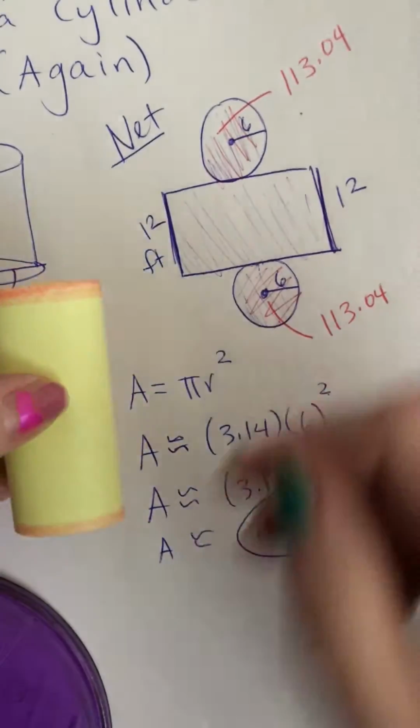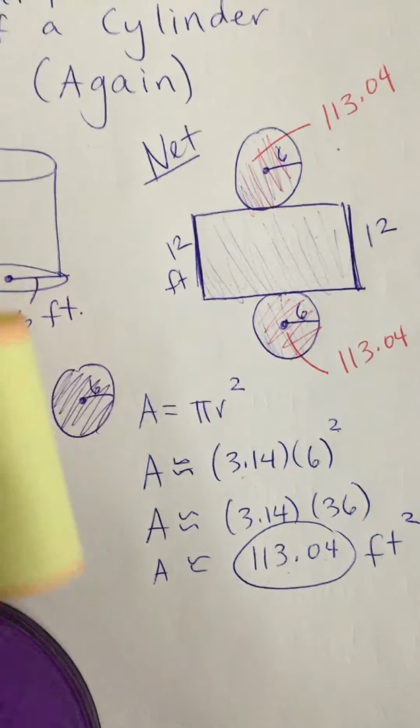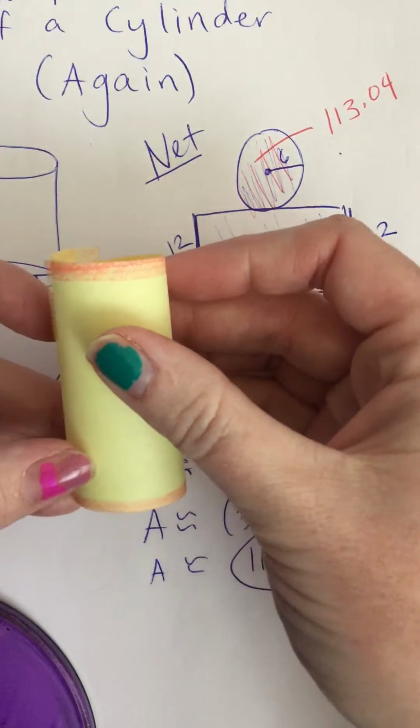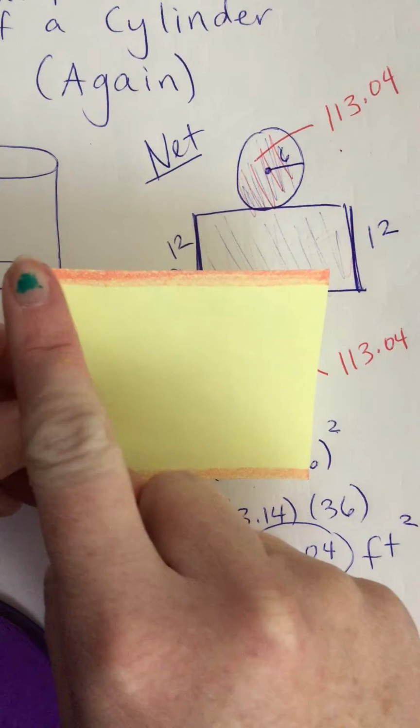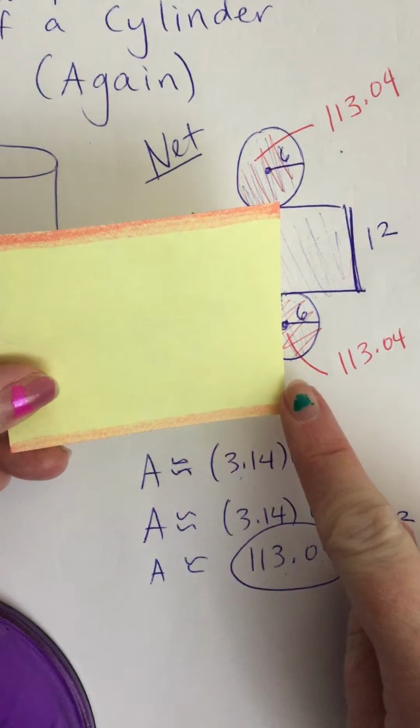Okay, so here's the cylinder. Hold on one second. Here's the cylinder, and if we were to open it up, there is the length we need. We need this base. We need this length.